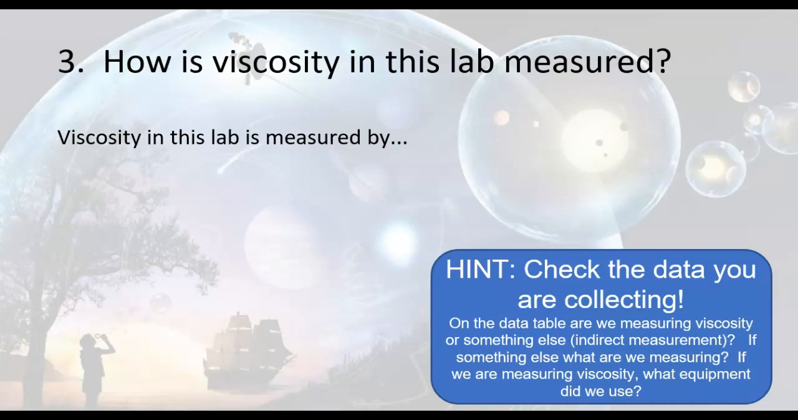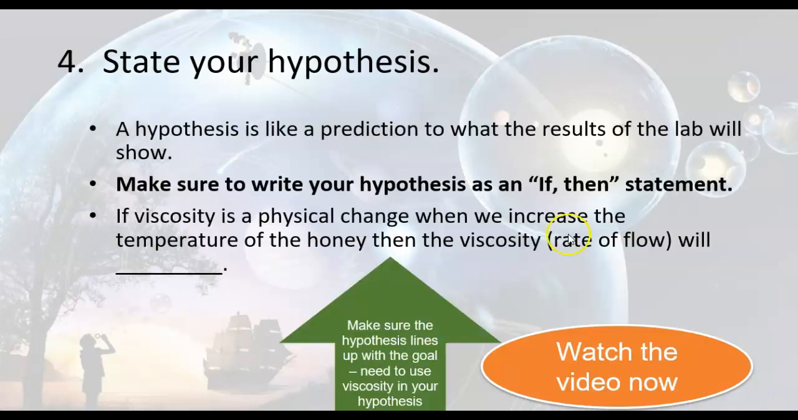What are we measuring? What equipment are we using to help us determine or collect the data? What is it? All right, the next thing we need to do is state our hypothesis. That's question 4. This is our prediction. It's usually in an if and then statement. In this case, I've given you a starter.